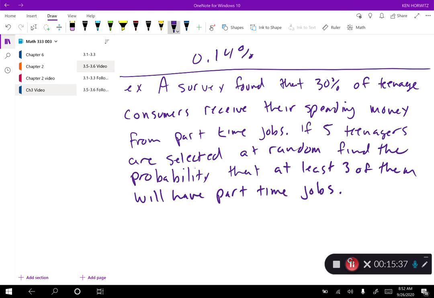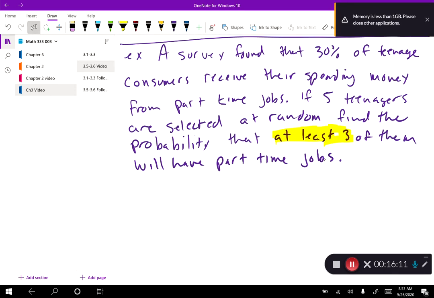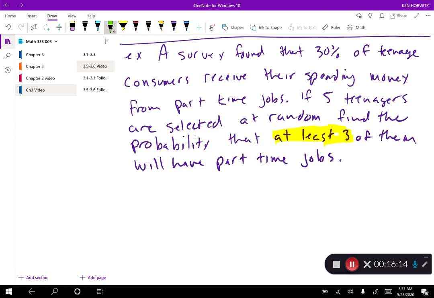All right, on to the next example. A survey found that 30% of teenage consumers receive their spending money from part-time jobs. If 5 teenagers are selected at random, find the probability that at least 3 of them will have part-time jobs. Now, what makes this problem unique are these words right here. At least 3. All right, so that is going to alter some of the information that we have. The at least 3 means that our successes, our x, could be 3, could be 4, or could be 5.